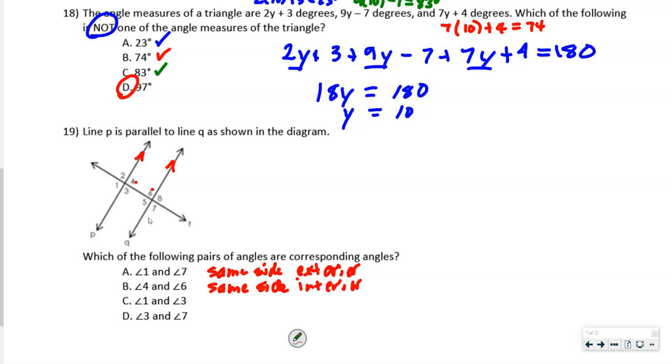Then we have 3 and 7. No, sorry, 3 and 7 was the last one. Let's look at 1 and 3. 1 and 3, sorry, these are a linear pair. And then our final one would be, I said, 3 and 7. Then these are our corresponding angles, right? They're on the same side of the transversal, and they're on the same side of the parallel line.